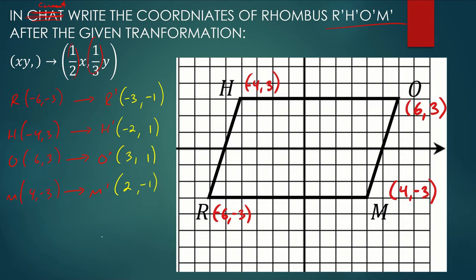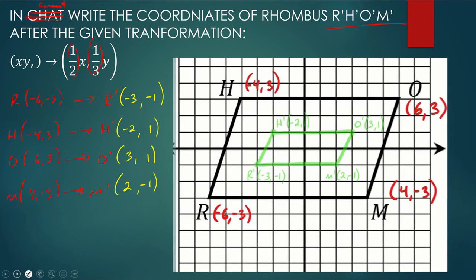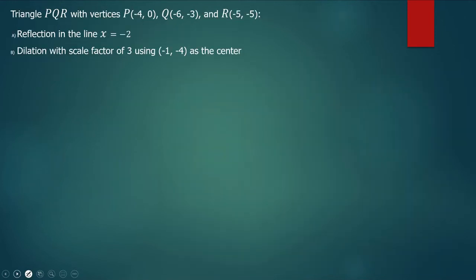And now if I were to plot these points, you can see that we have indeed both a vertical compression and a horizontal compression, right? So vertical compression, horizontal compression. In other words, it got smaller, right? All right, moving on. So now we have a composite transformation, right, with multiple things.